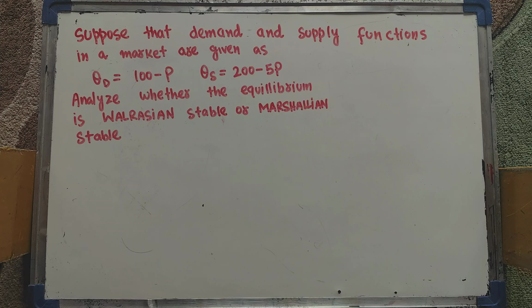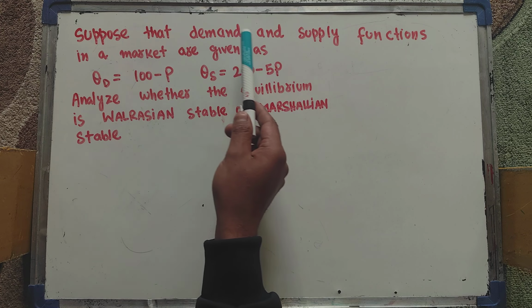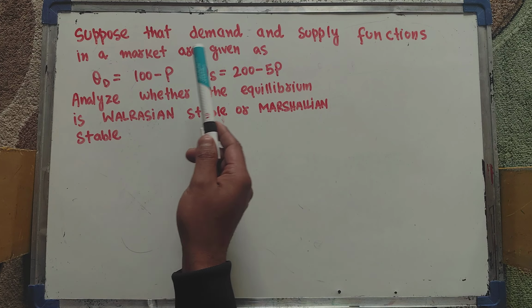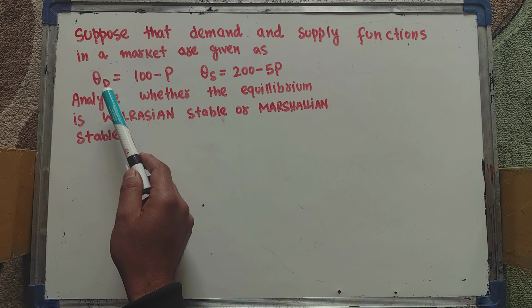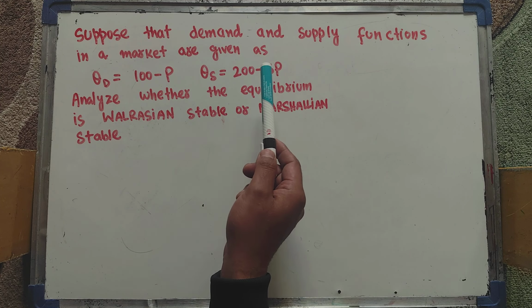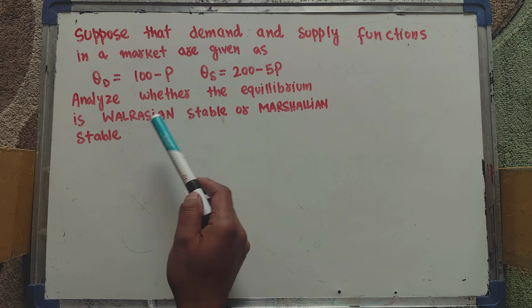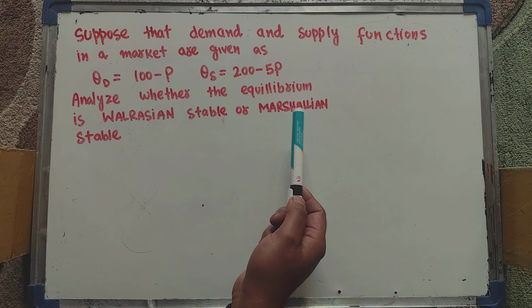In this video, we will learn about the Walrasian equilibrium and Marshallian equilibrium using the supply and demand functions. The question is, suppose that demand and supply functions in a market are given as quantity demanded is equal to 100 minus P and quantity supplied is equal to 200 minus 5P. We have to analyze whether the equilibrium is Walrasian stable or Marshallian stable.